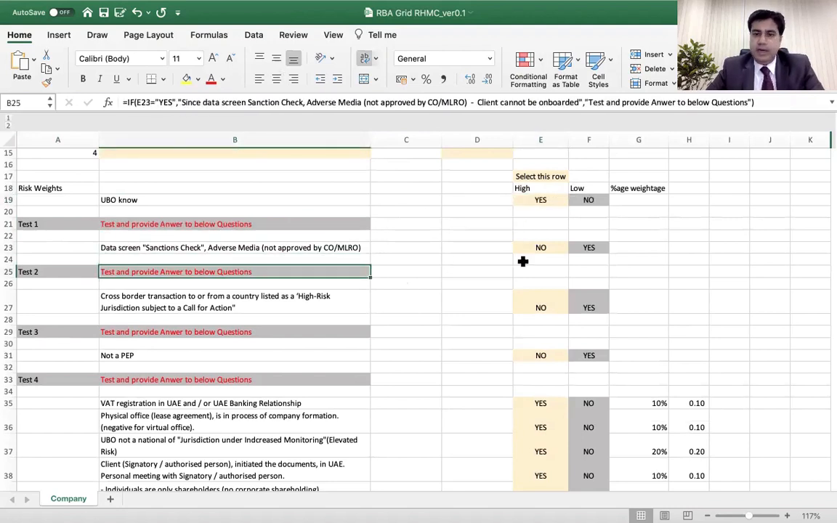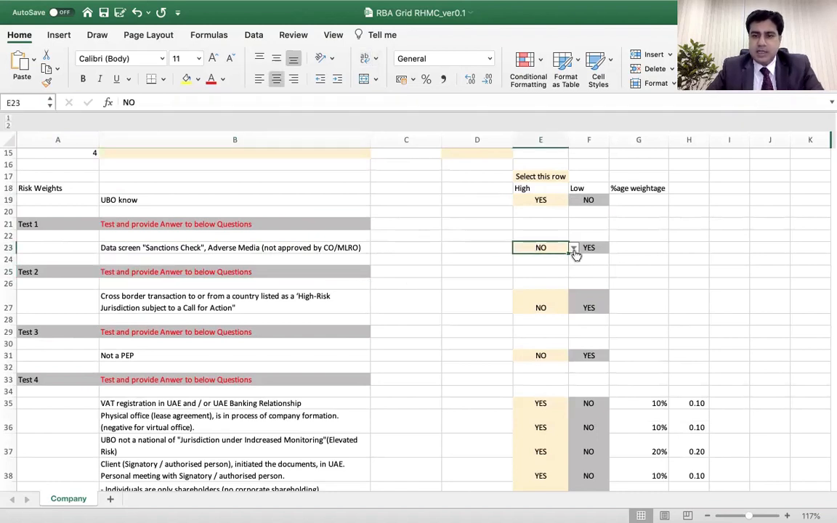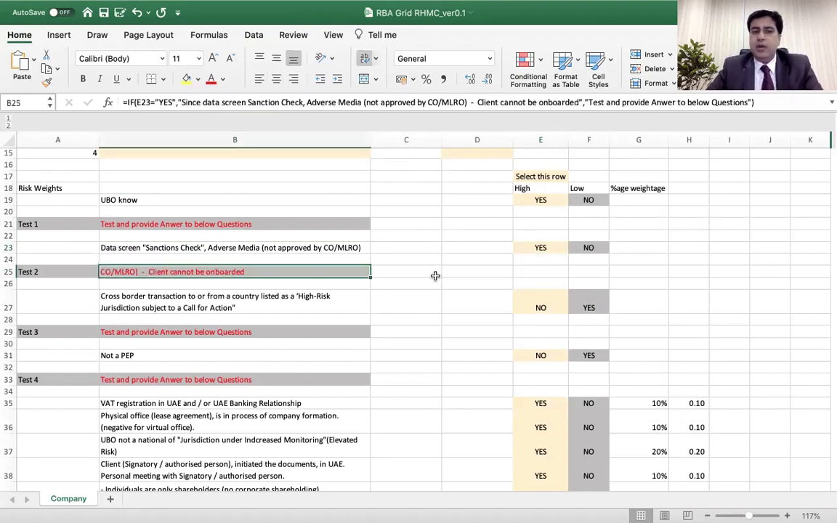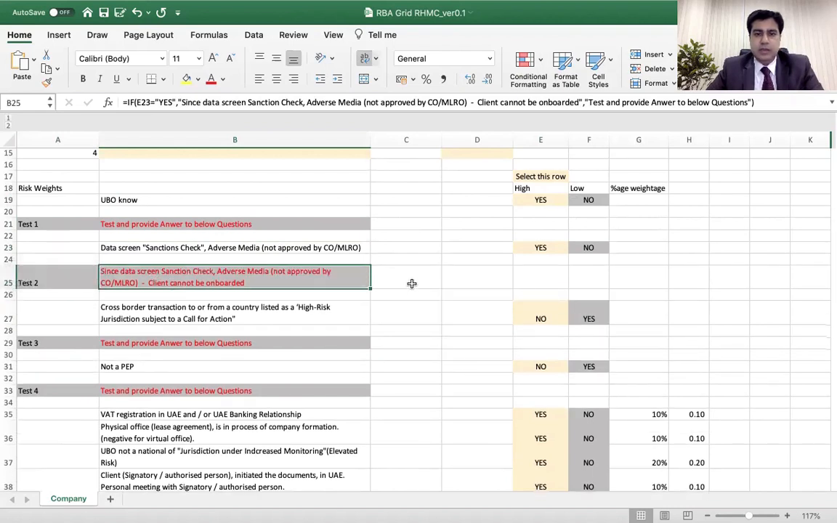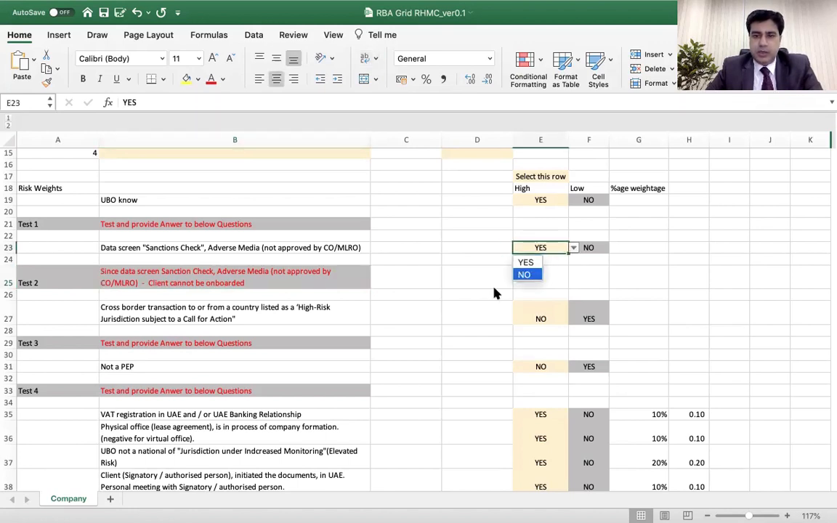It asks whether the data screening or sanction check is being done and there's no positive alert, which is fine. So if no, you can go further. But if I say yes, you can see the client cannot be onboarded. So this is where the data is stopping us from taking forward the transaction. I'll just expand it to see the full comment: since data screening, sanction check, adverse media not approved by CO MLRO, client cannot be onboarded. So this is again one of the stoppers which comes into play.